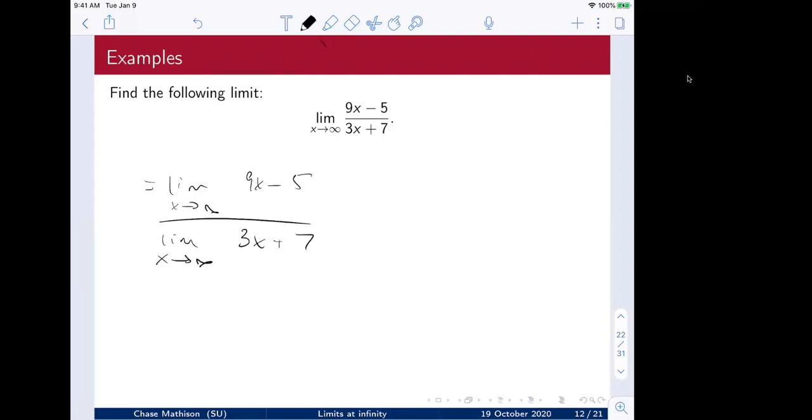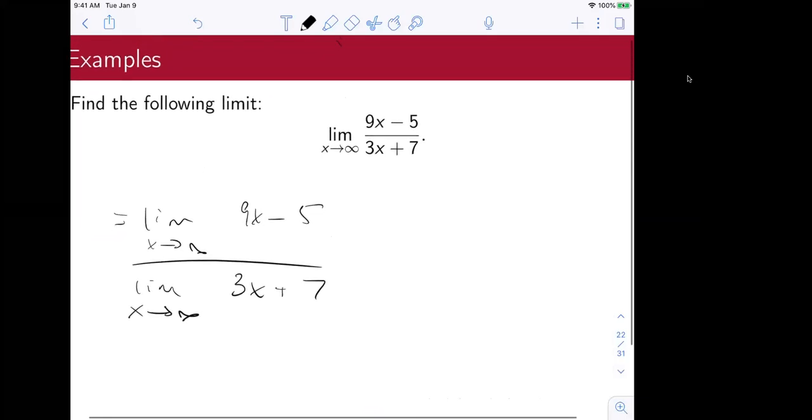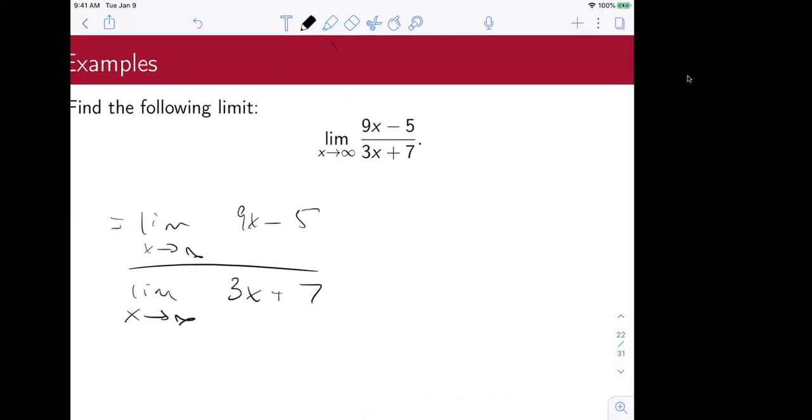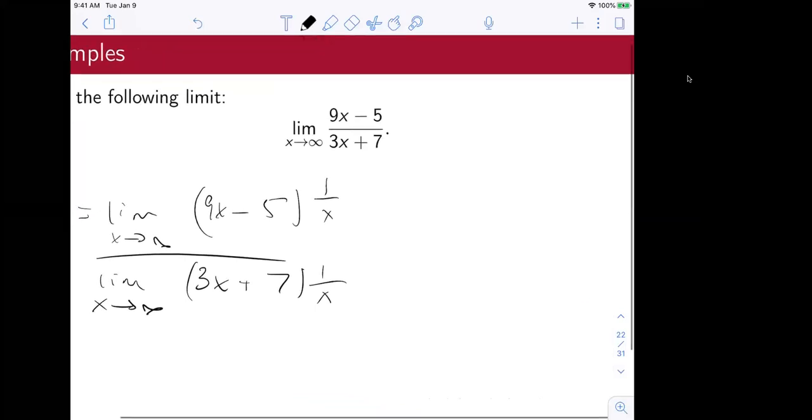And it doesn't look like I can use that result that we just showed. But for these types of functions, there's a trick we can do. I'm going to multiply the top and bottom by 1 over x. So in doing that, I haven't changed the value of the function at all, because I'm just multiplying by 1. But then when I do that, this is the limit as x approaches infinity.